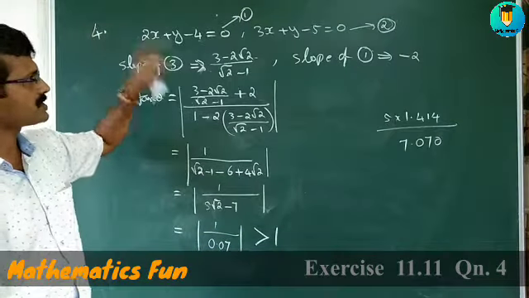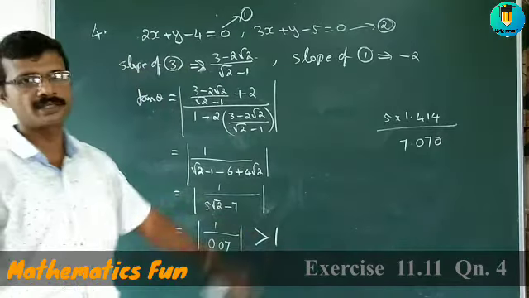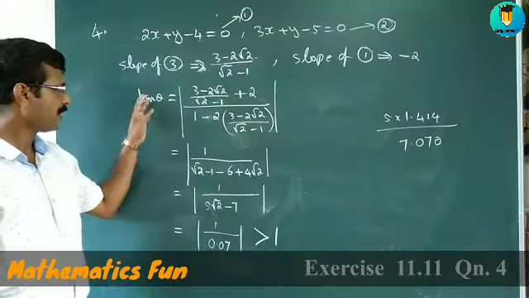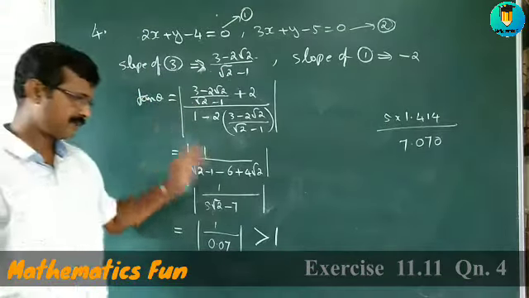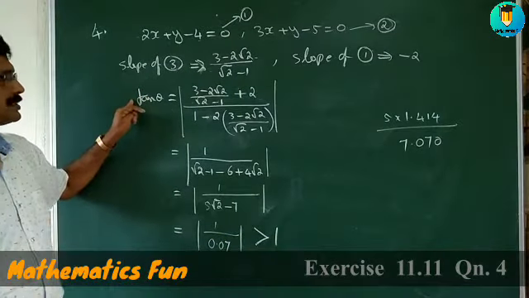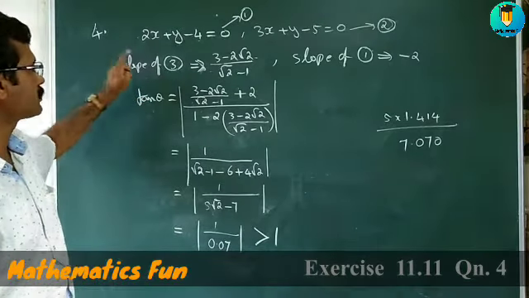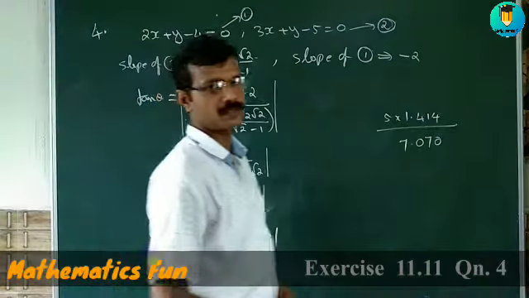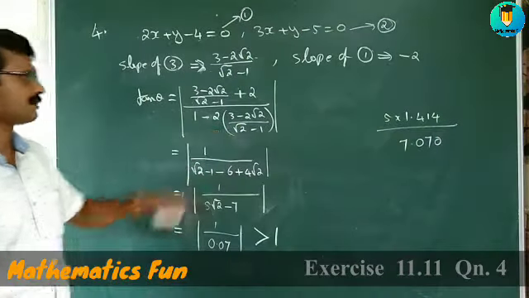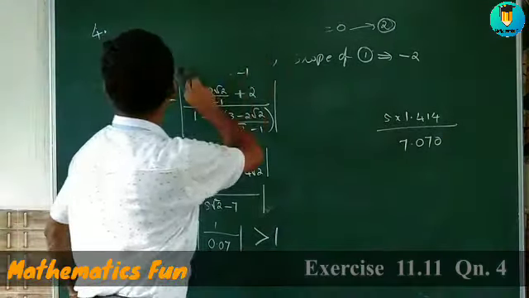That means the bisector I have taken, equation number 3, was the obtuse bisector. So here you find the angle, that is tan theta. If tan theta comes more than 1, then it is the obtuse bisector. So equation number 3 was the obtuse bisector. Here the calculation will be complicated, with irrational numbers coming up, so I will simplify it carefully. This is question number 4.